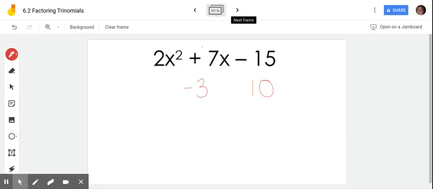So now we're going to do something so that we can factor by grouping. What I'm going to do is rewrite the first and the last part of the expression. So 2x squared stays and minus 15 stays. But instead of 7x, I'm going to write negative 3x plus 10x. So all we did is we multiplied A times C, got negative 30, found the factors of negative 30 that add to positive 7, and then we rewrite positive 7 as those two factors we found.